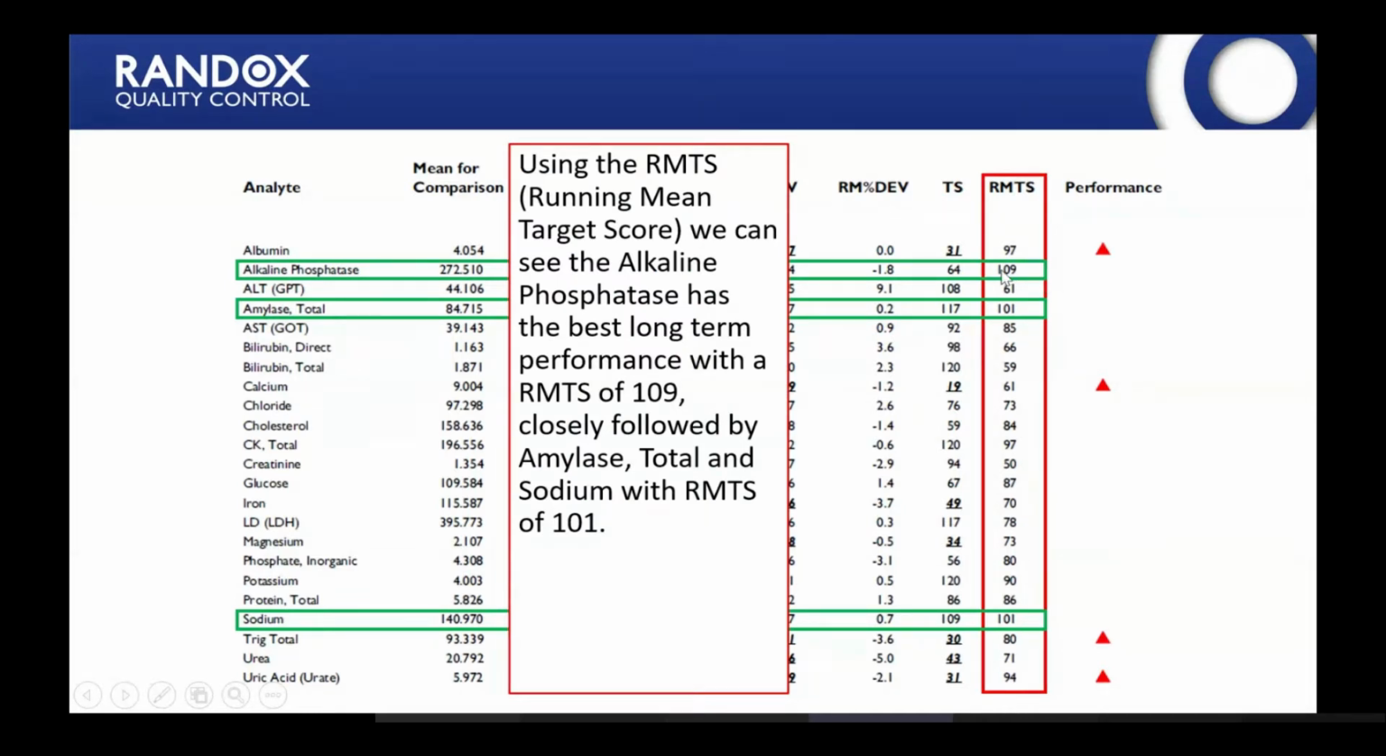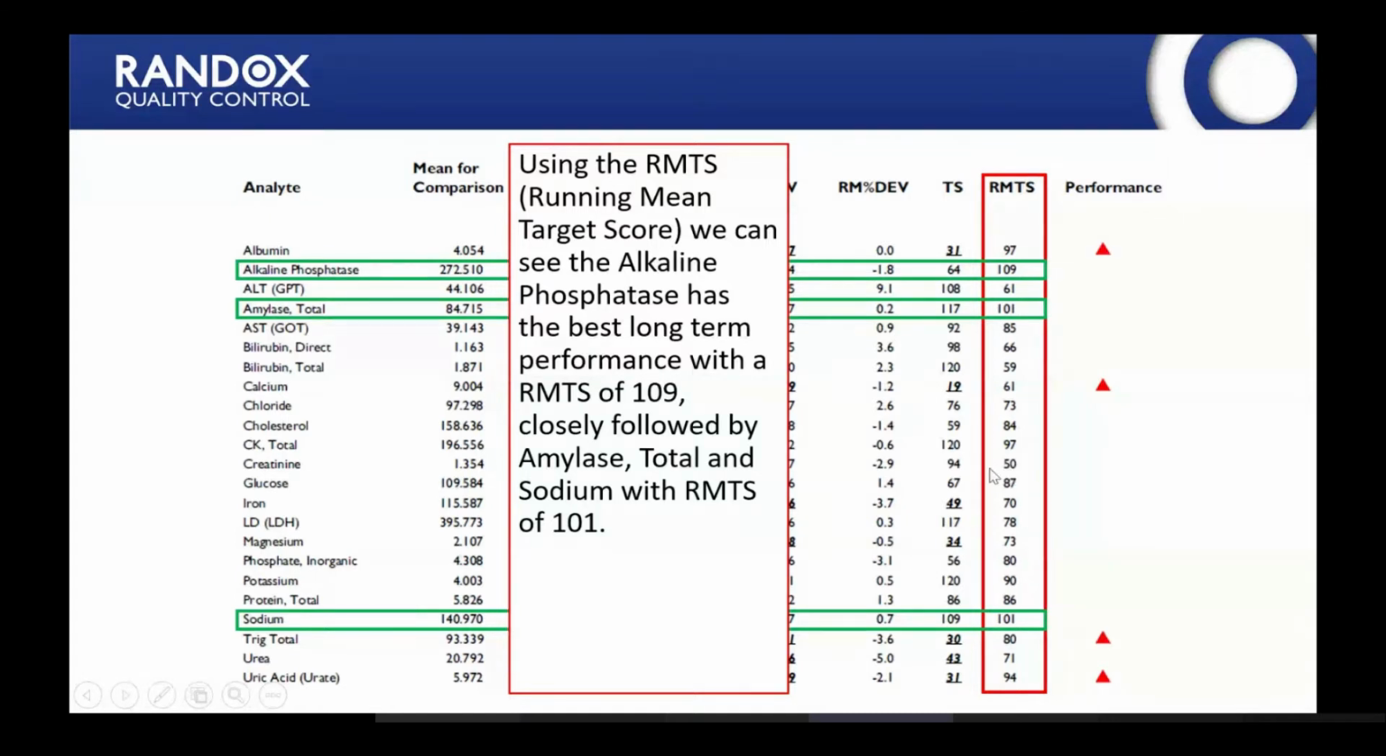I've highlighted the three with the highest running mean target score. Alkaline phosphatase is the highest at 109, and then you can see amylase total and sodium both have a running mean target score of 101. Anything over 100 is deemed to be excellent performance, so these three parameters are running with excellent performance. You can see there's some other ones here at 97, there are two at 97, another one at 94. So overall, the performance of this lab is good. You can keep a look here, so you can see the lowest here is 50.